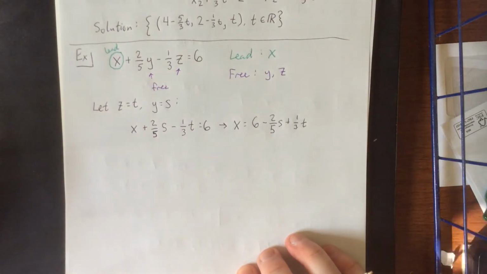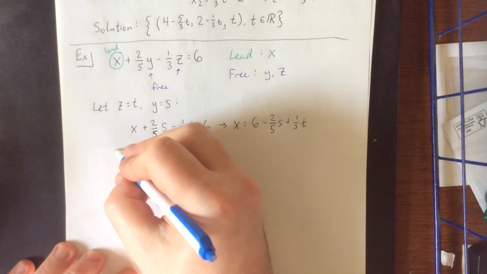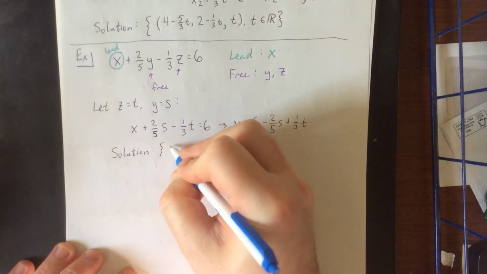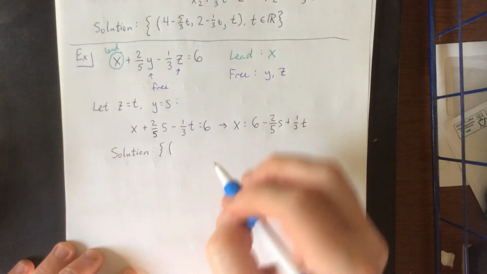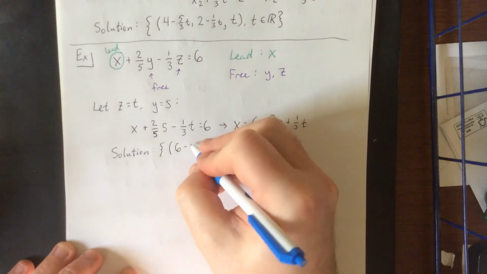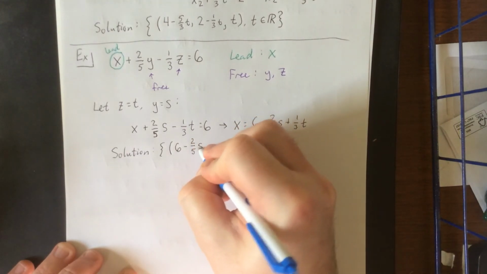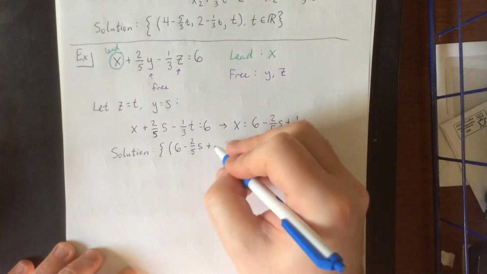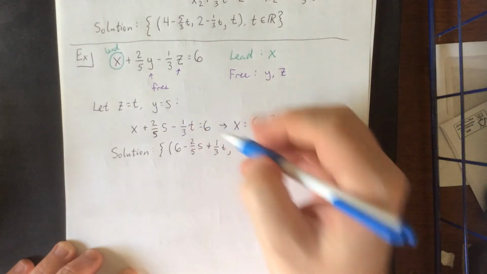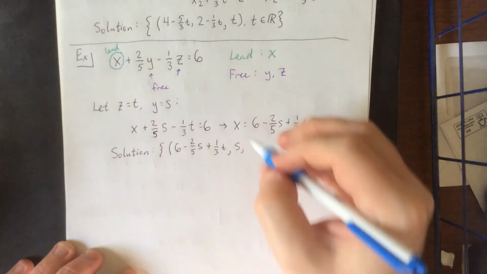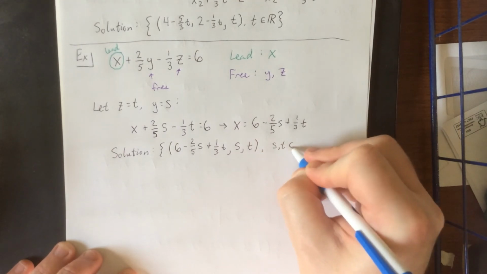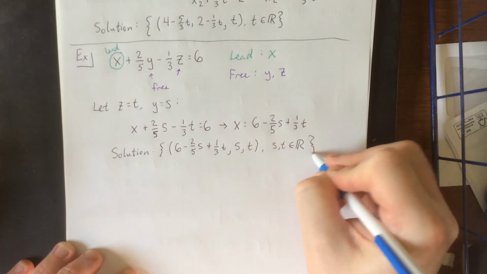So if we wanted to make this nice and quick, we can say that the solution of this system would be the set of all ordered triples x, y, z such that x is equal to 6 minus 2/5 s plus 1/3 t, comma, y is our parameter s, and z is our parameter t. This is where s and t are both elements of the set of real numbers.